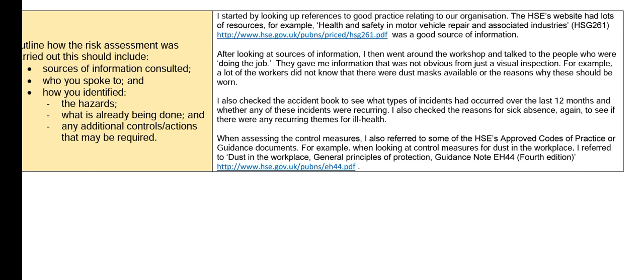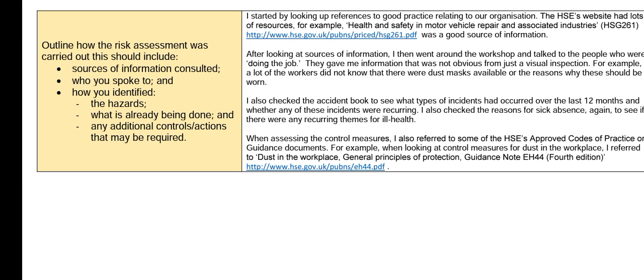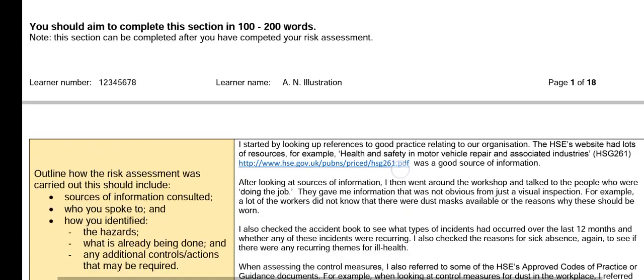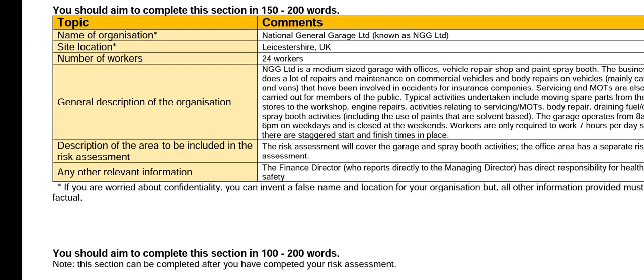But the points which I mentioned, on the left side, these bullet points, we need to meet these three points in this section. And before this, we need to include the name of the organization, location, number of workers, and then the general description. I already told you, in the general description we need three things. What are those three things? The production or services, and the other one is the activities, and the third one is the shift pattern.